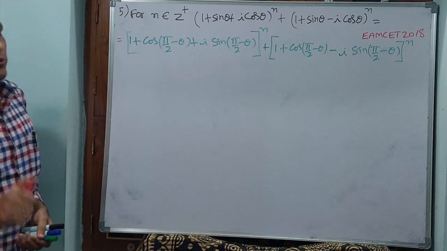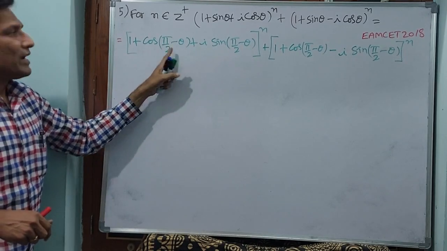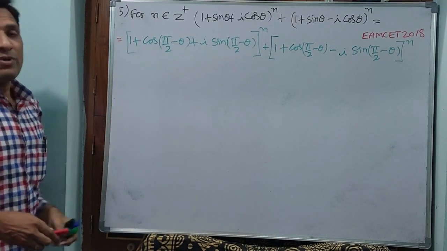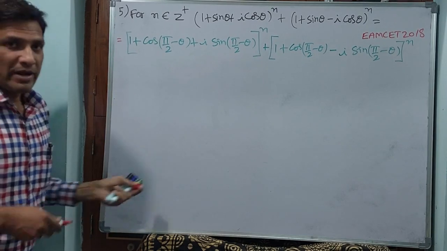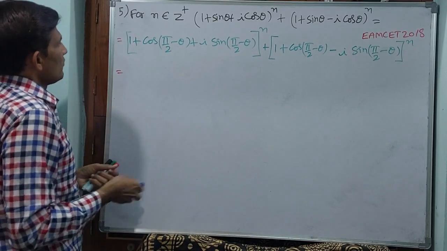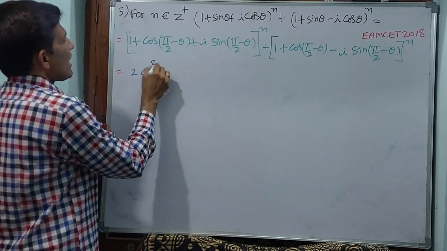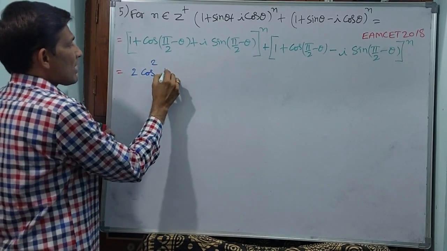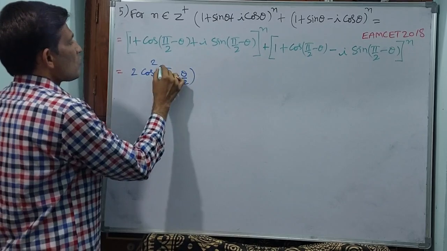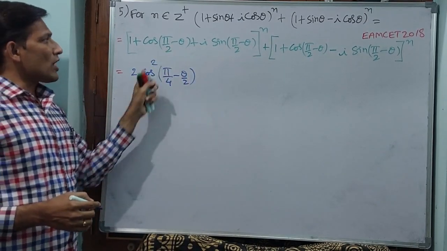Now what I am going to do, you see, now don't think about this pi by 2 minus theta. The entire thing is like 1 plus cos a. 1 plus cos a means 2 cos square a by 2. Write down, that is equal to 2 cos square a by 2. A by 2 means what will we have? Pi by 4 minus theta by 2. Both you have to divide, theta by 2. 2 cos square theta by 2.